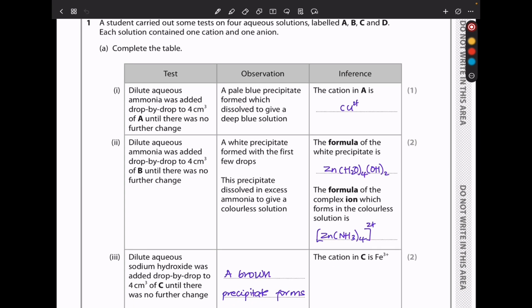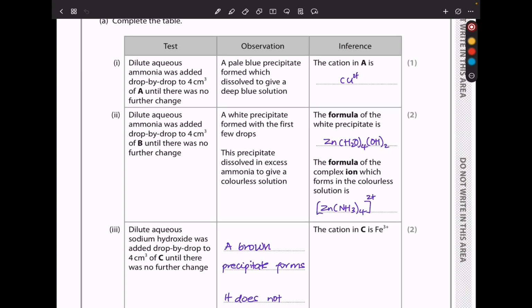The first test, dilute aqueous ammonia was added drop by drop to 4 centimeters cubed of A until there was no further change. The observation was a pale blue precipitate formed which dissolved to give a deep blue solution. Because the pale blue solution turned to form a deep blue solution, this should be copper 2+.